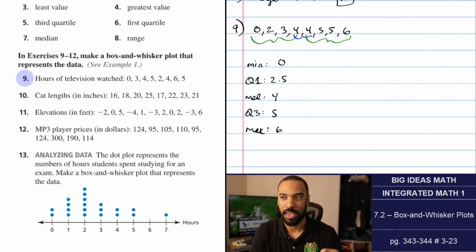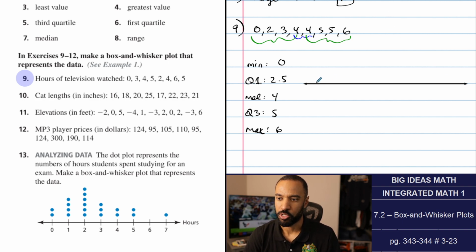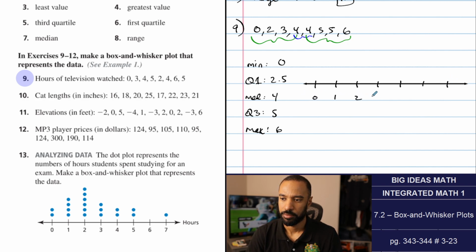So when we do our box and whisker plot, we use our 5-number summary to make that. So I'm just going to go ahead and draw a line here. I'll try and do as equal spread as possible. I got to go from 0 to 6. 0, 1, 2, 3, 4, 5, 6. And let's get her done. 0 is our min. 6 is our max.